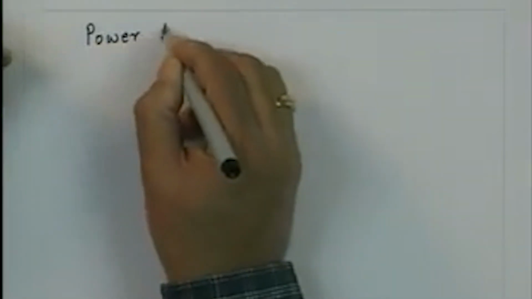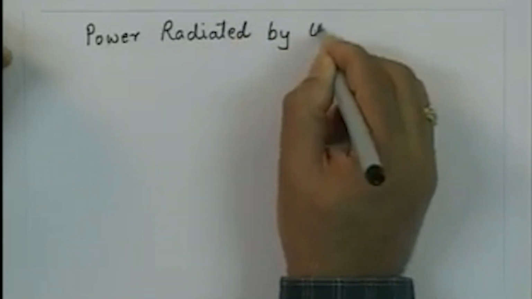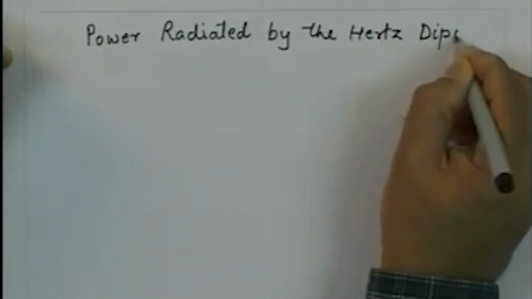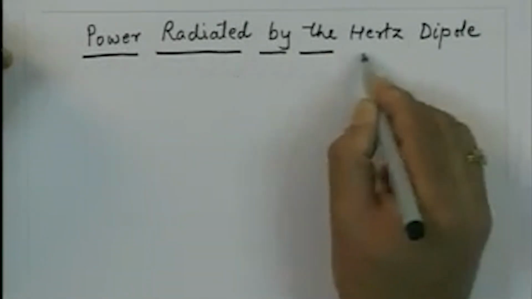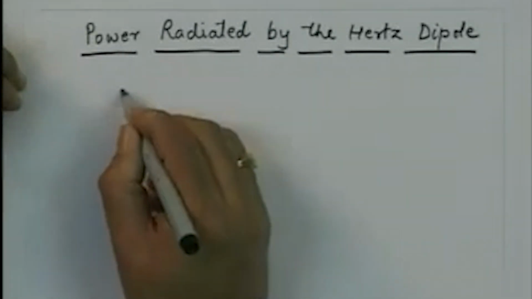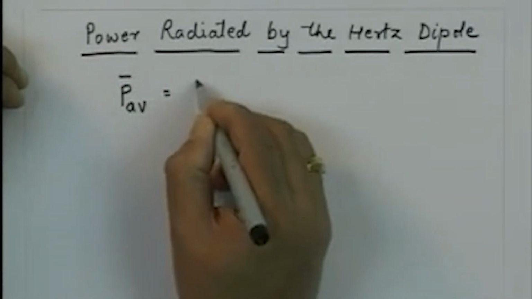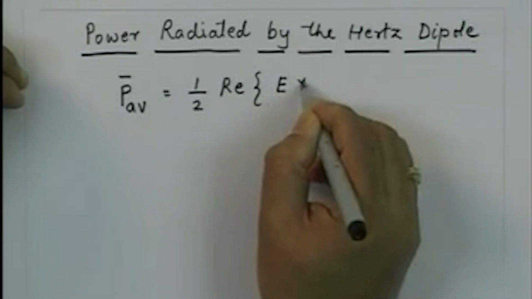So, to start with, the power radiated by the Hertz dipole: we first have to calculate the Poynting vector. So, we have electric and magnetic fields. So, the average Poynting vector, as we have seen earlier, P average, is a vector quantity that is half the real part of E cross H conjugate.